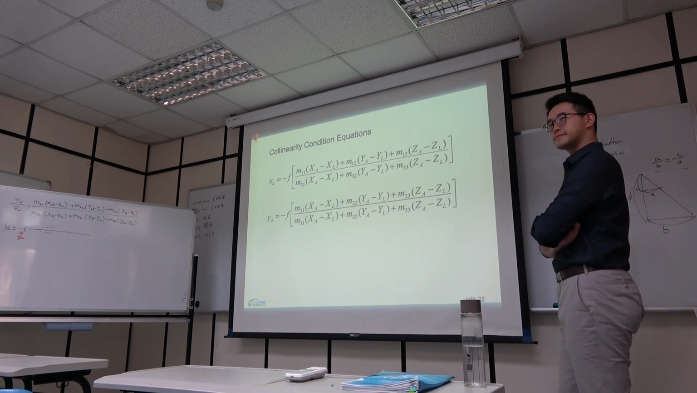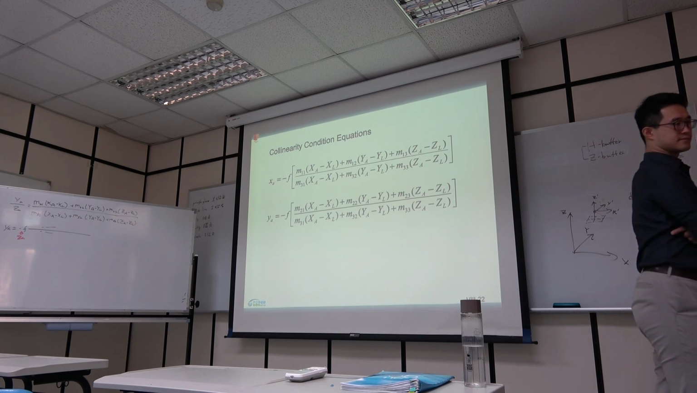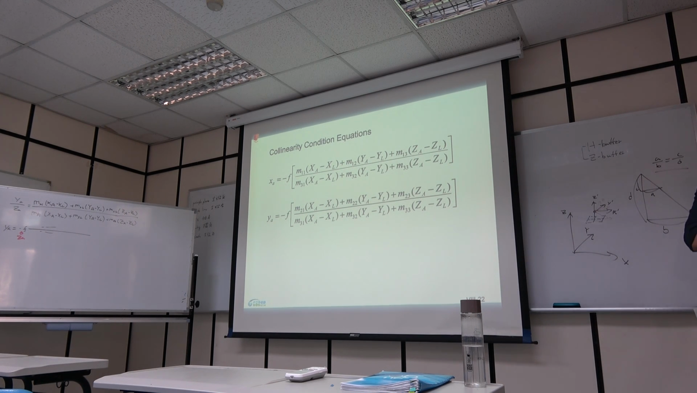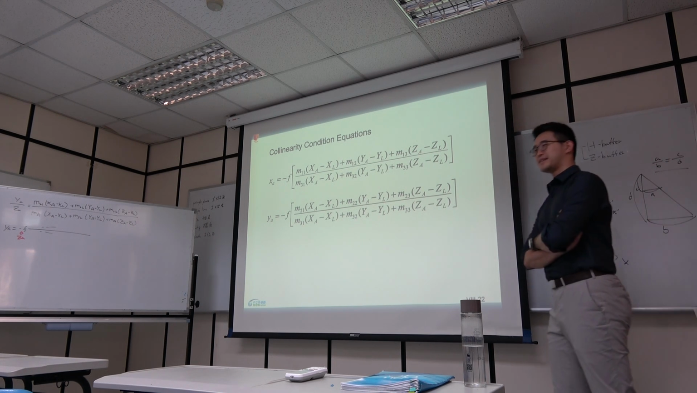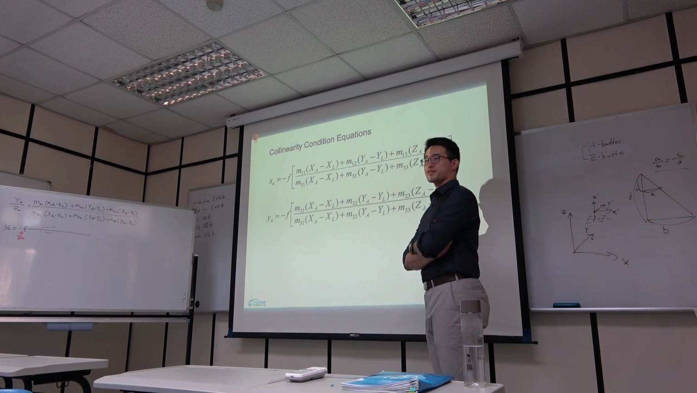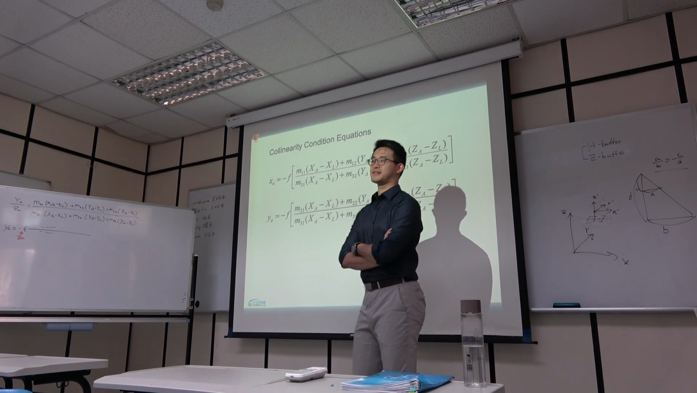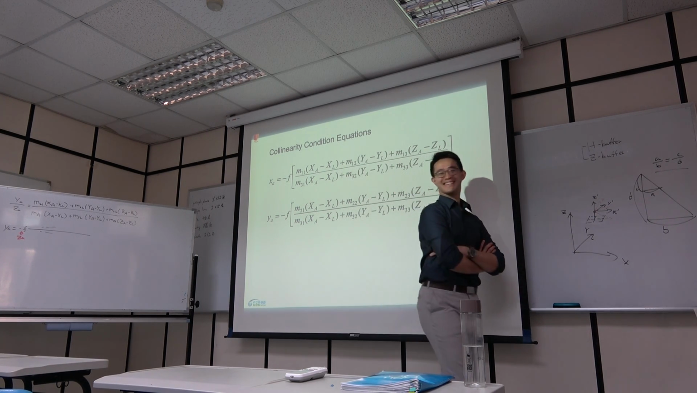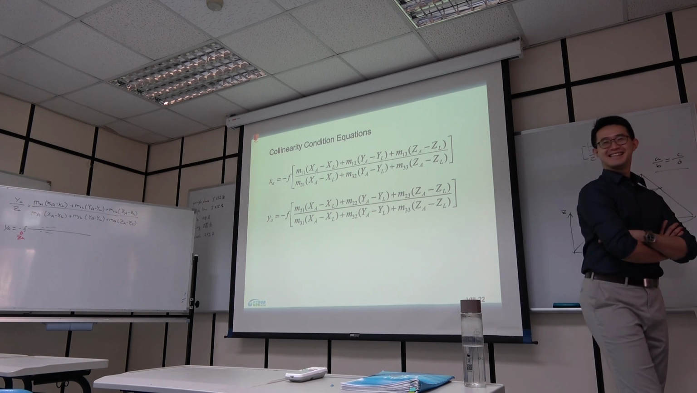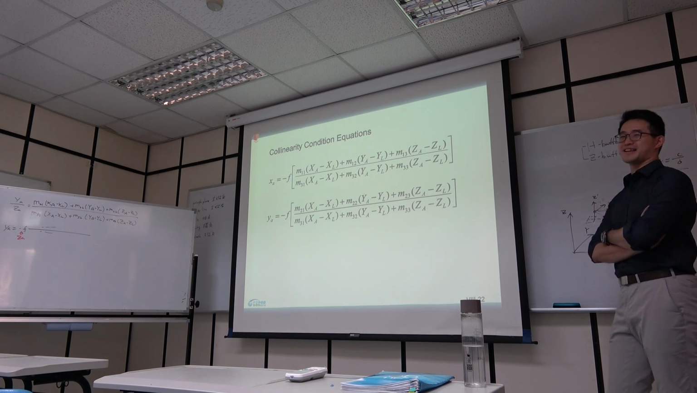Any thoughts? Any thoughts? All right, one hint. The collinearity condition equation really only has 6 parameters, and of course, the answer is not that. So how many parameters does the collinearity condition equation have?